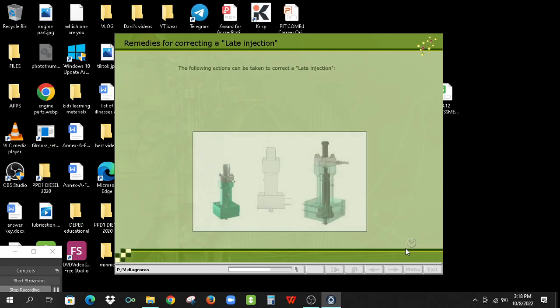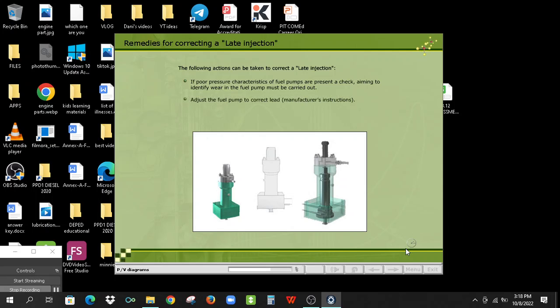The following actions can be taken to correct a late injection. If poor pressure characteristics of fuel pumps are present, a check aiming to identify where in the fuel pump must be carried out. Adjust the fuel pump to correct lead. Manufacturer's instructions. Adjust the VIT.